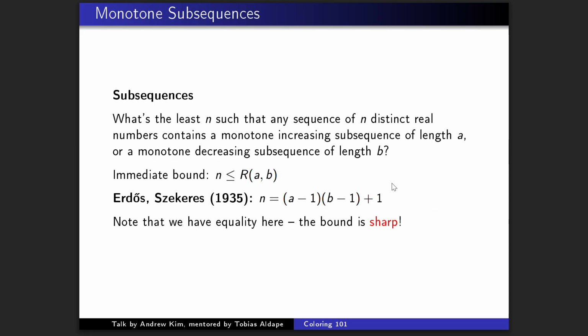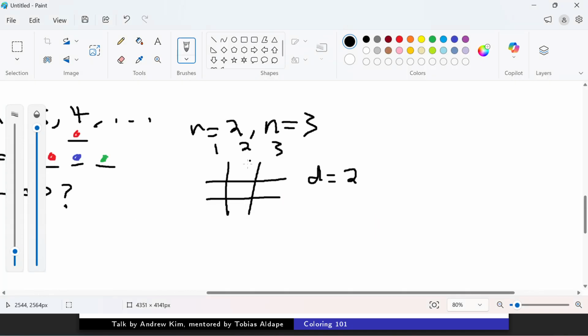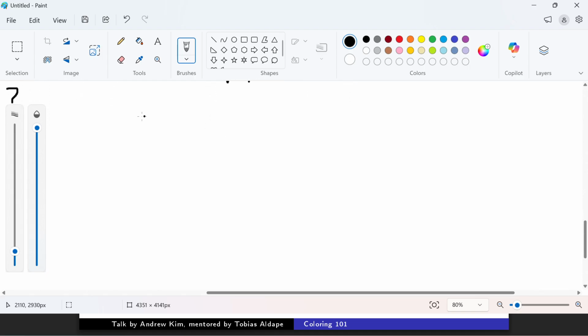So the last thing I want to talk about is subsequences of distinct real numbers. Here's a question for you: what's the least n such that any sequence of n distinct real numbers contains a monotone increasing subsequence of length A or a monotone decreasing subsequence of length B? This is a little bit of a mouthful, so let's unpack what that means.